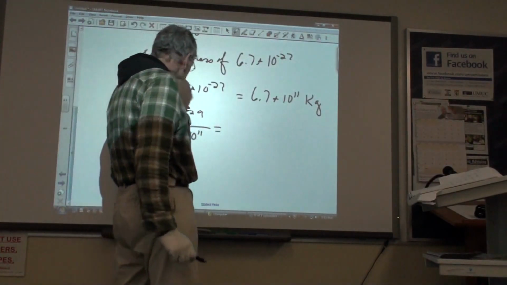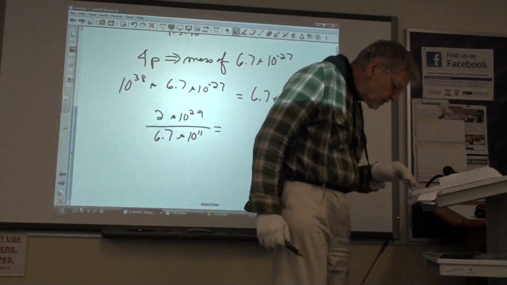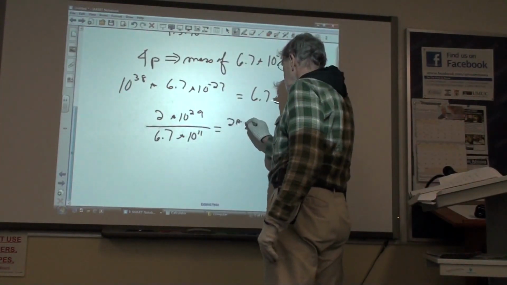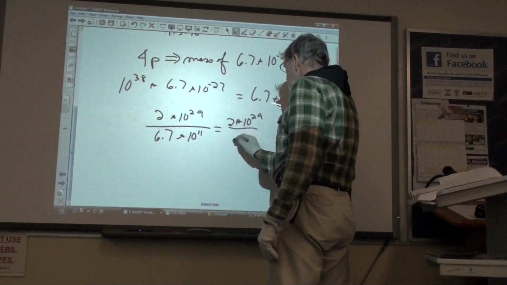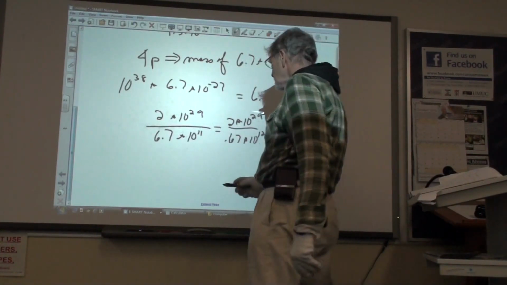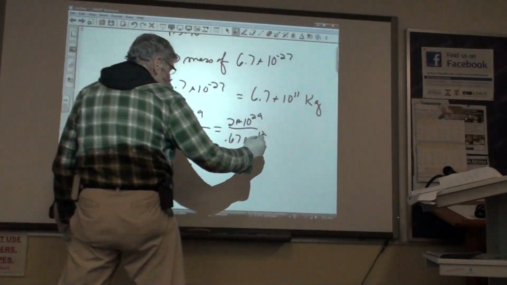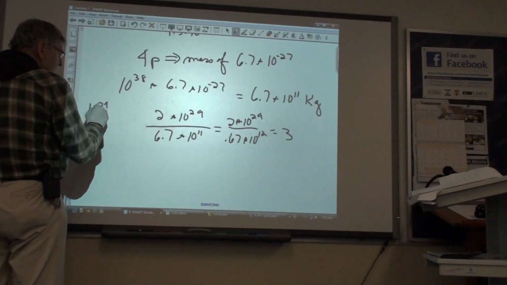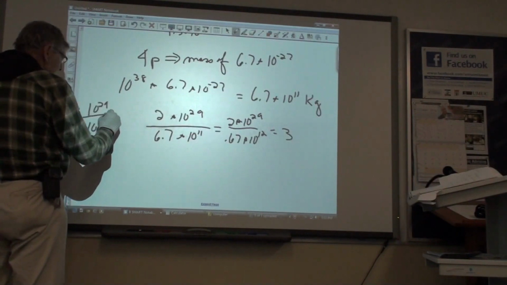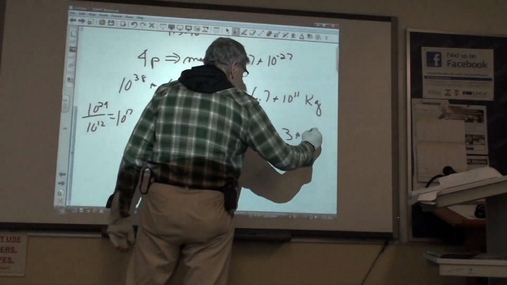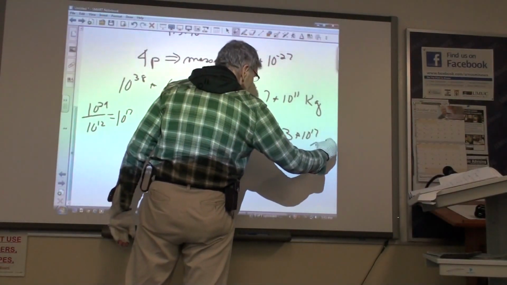So when we do 2 divided by, we can do that most easily by doing this as 2 times 10 to the 29th on top and making it 0.67 times 10 to the 12th on the bottom. And 2 divided by 0.67 is about 3. And 10 to the 29th over 10 to the 12th is 10 to the 17th. So 3 times 10 to the 17th is the number of seconds.